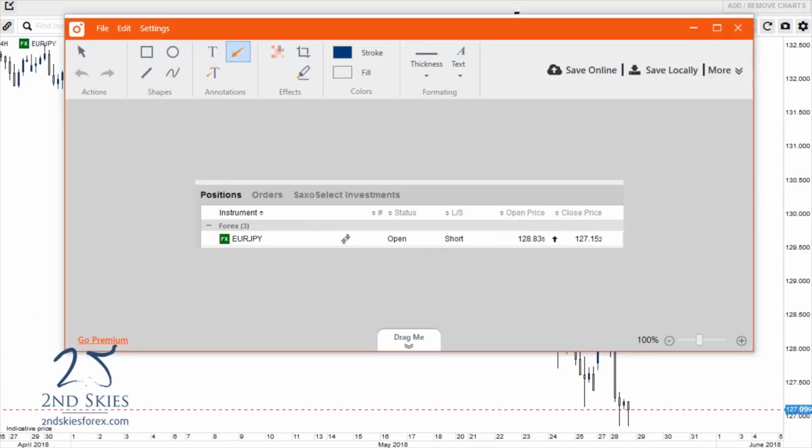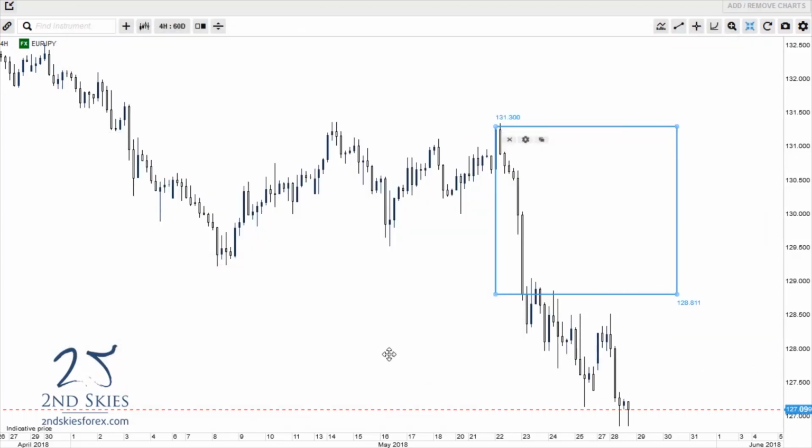128.83. I've decided to bring in a screenshot. This is my current open trades. I'm in at 128.83. Current price is 127.15. When I moved that out, I took that screenshot a little bit ago, but here's the actual current price, 127.09.